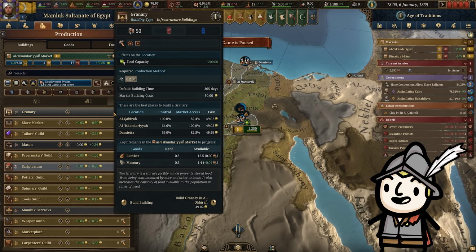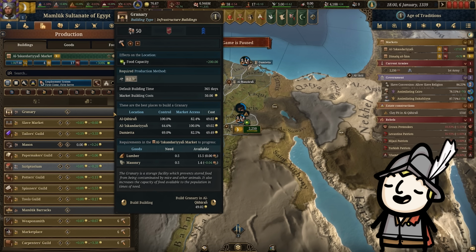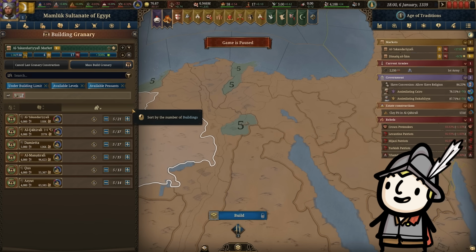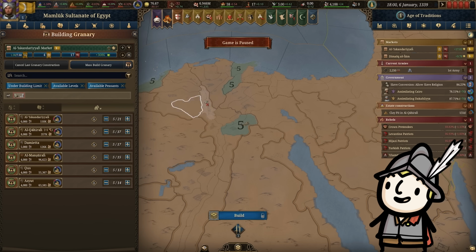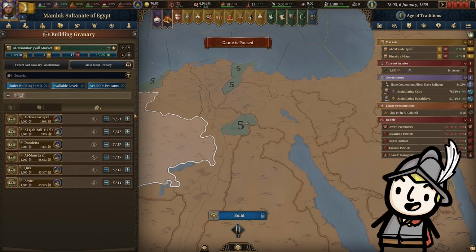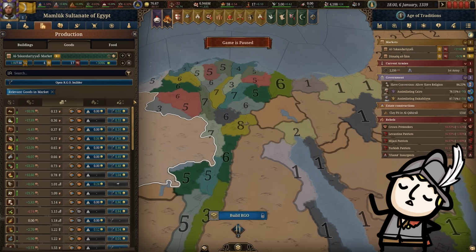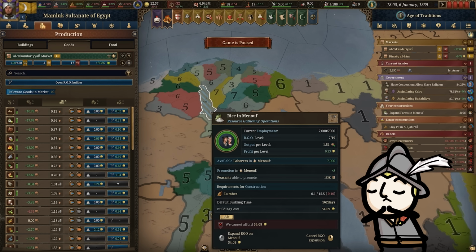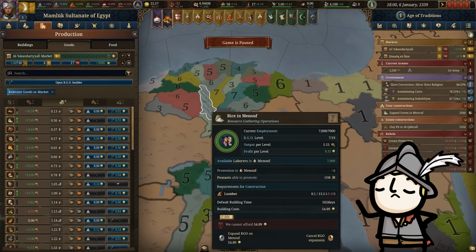So you can simply right-click on any building and it will build a level of that building in the location where it is most efficient. You can also select a building and click on the map where you would like it to be. Or you could use these pluses over here. The same goes for RGOs. Simply clicking on an RGO on the map will construct a new level of it where you clicked.